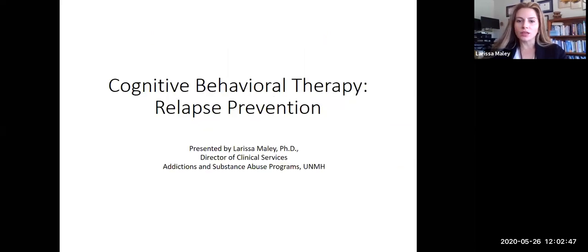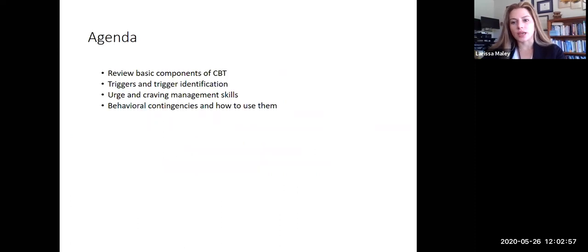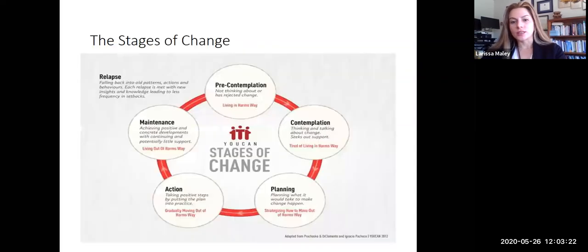Today we're going to talk about cognitive behavioral therapy and relapse prevention. These are really large topics that I'm going to do a very quick and dirty overview of. So hopefully by the end of today, you'll have a basic idea of the primary components of what CBT is, whether you're doing it or you're referring people for it, and some of the specific skills that fall under the relapse prevention umbrella. So identifying triggers, how to manage urges and cravings, and behavioral contingencies.